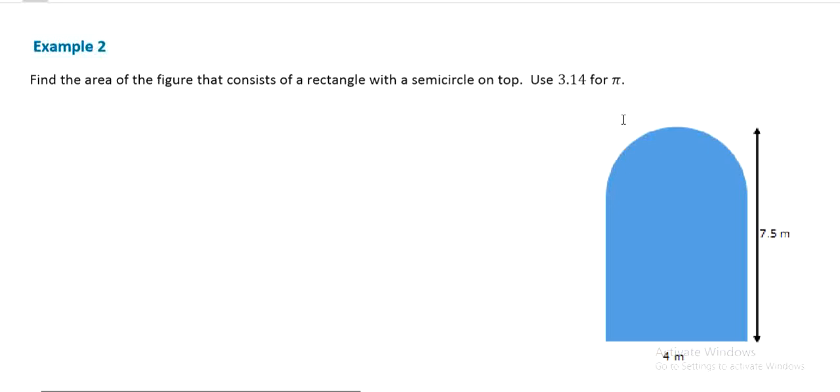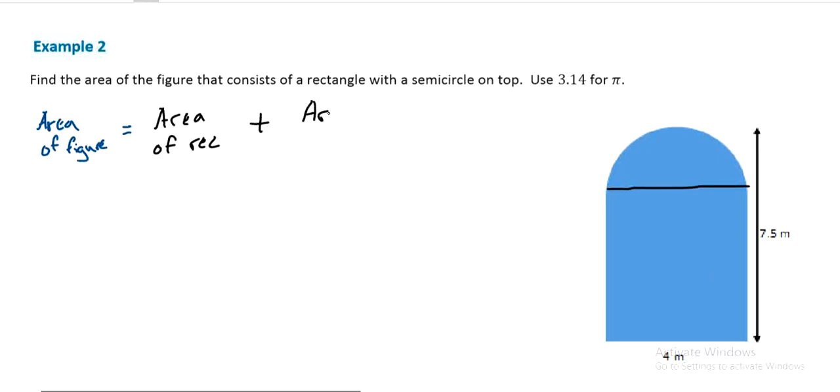The area of. So in this one, we got to create a rough draft here. So the area of the figure, I'll write that in blue. Area of figure equals, and then the first shape we're going to have to find out is the area of the rectangle. Then we're going to have to add that to the area of the semicircle.